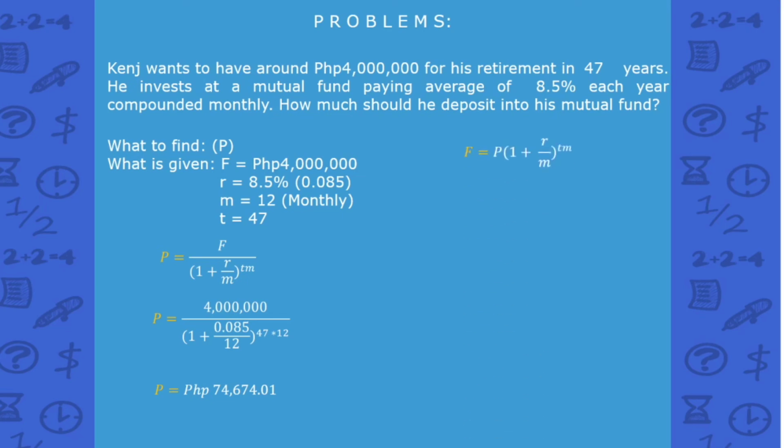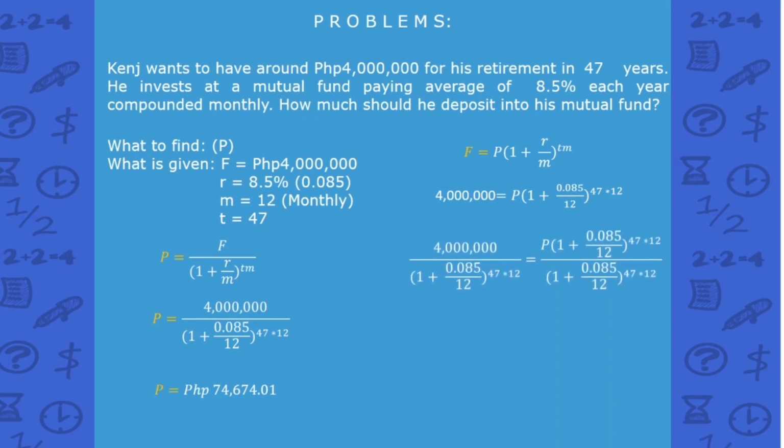If you're confused about the formula for finding the principal, this is an example of what I did. We use the basic formula, substitute the values, then we need to isolate P. So we divide both sides by that, and this gets cancelled, and this gets cancelled also. And now that P is isolated, we have this: P equals 4 million over the quantity of 1 plus 0.085 over 12 raised to 47 times 12.